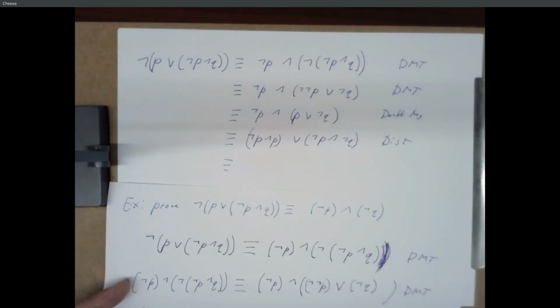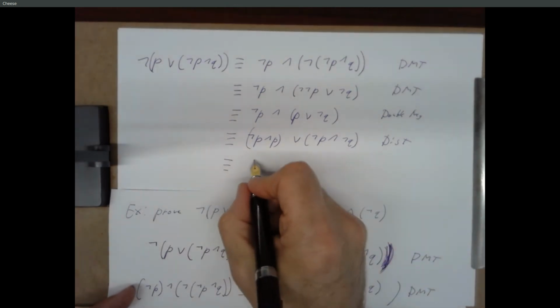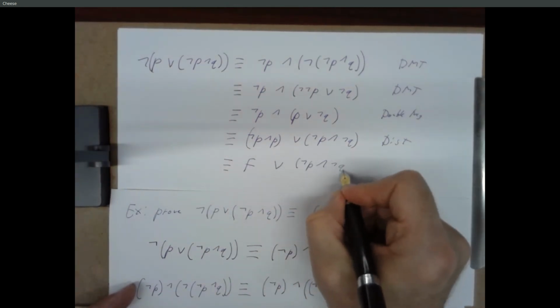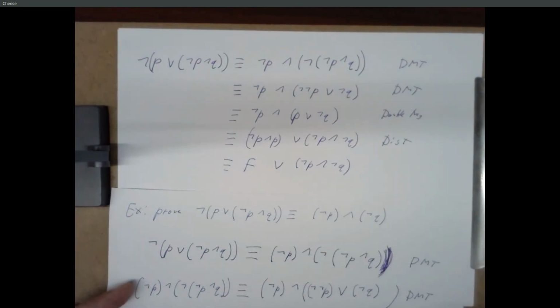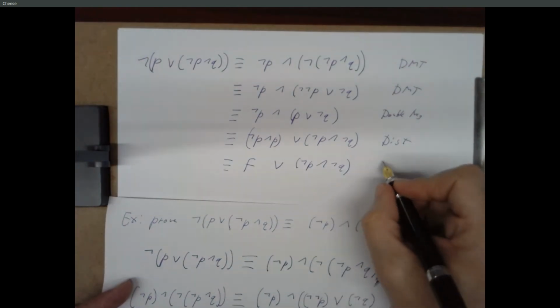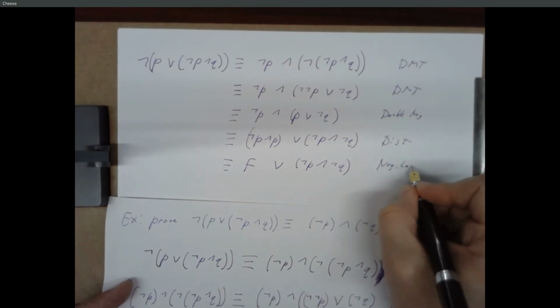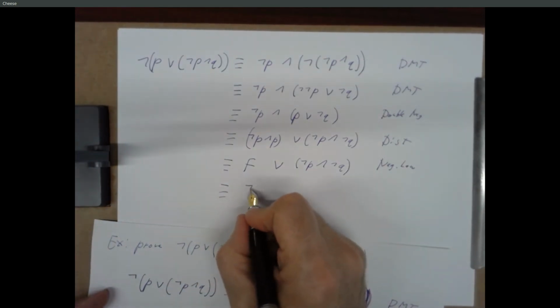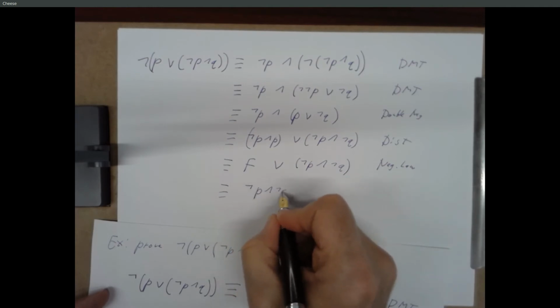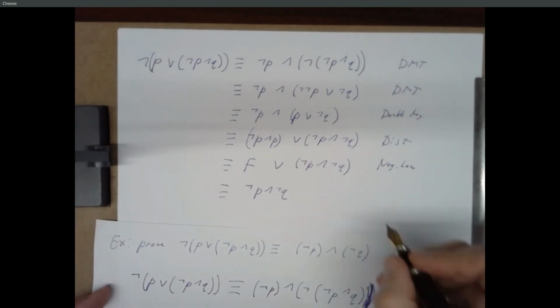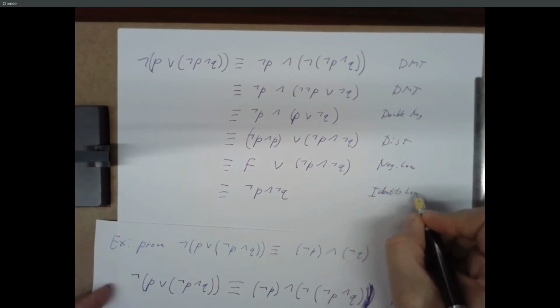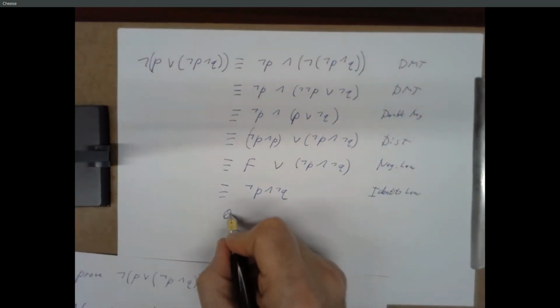And then I would go ahead and say, well, not P ANDed with P, that's false, or not P and not Q. And that's whatever we call that, negation law. And false ORed with something is just equal to that something. Not P, not Q. That's the identity law. And that's what we were asked to show.